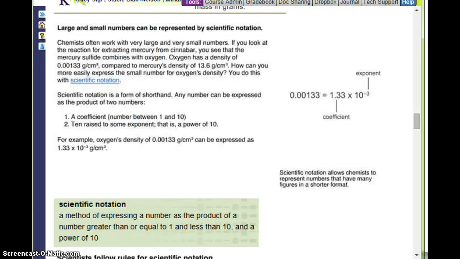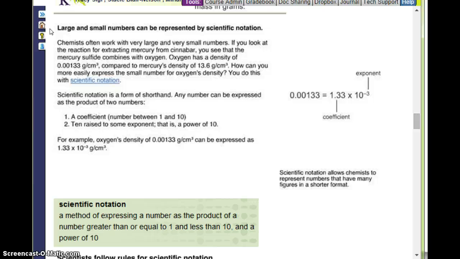Okay, we're going to go on to the next part of the lesson, which is talking about how large and small numbers can be represented by scientific notation. Chemists often work with very large and very small numbers. If you look at the reaction for extracting mercury from cinnabar, you will see the mercury sulfide combines with oxygen.